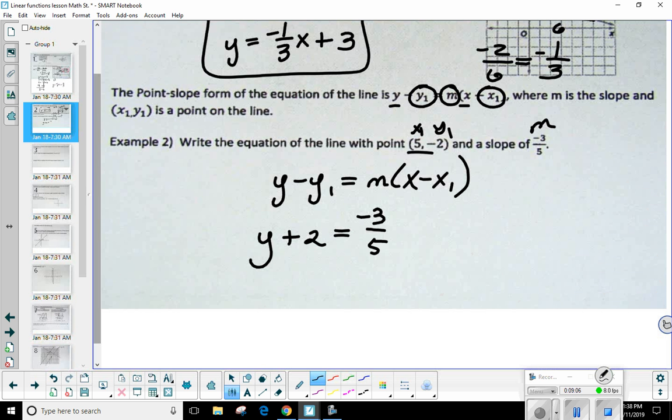-3/5. And if this helps, write the formula right next to it so you can see exactly where you're plugging in, okay? Then since I have a +5, I'm going to go ahead and say x minus 5. I've always taught it when you write the point slope form, you just take the opposite of those values. And typically that makes things go a lot smoother.